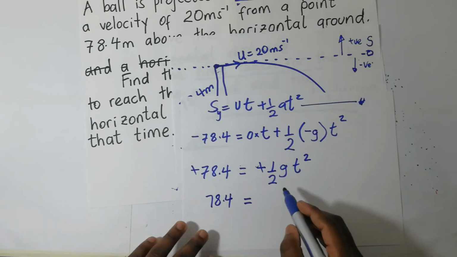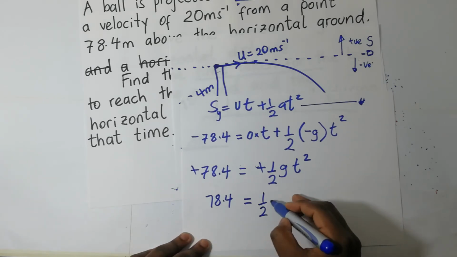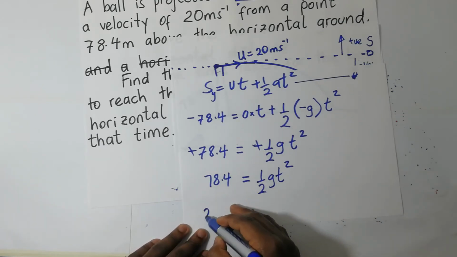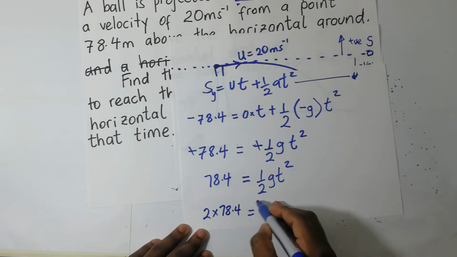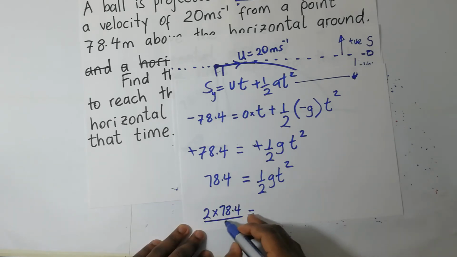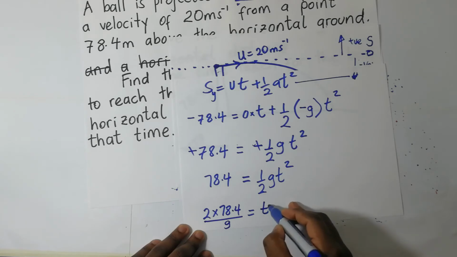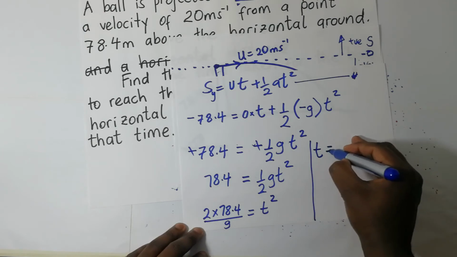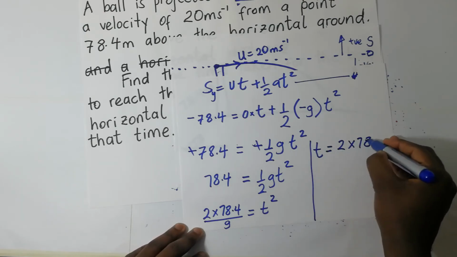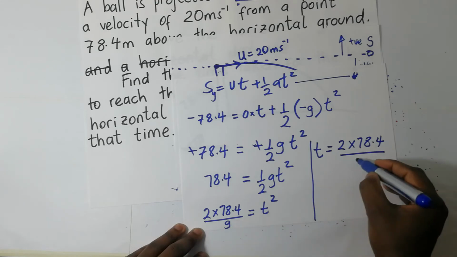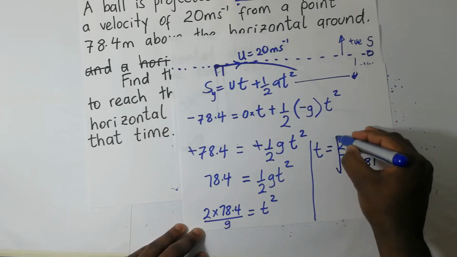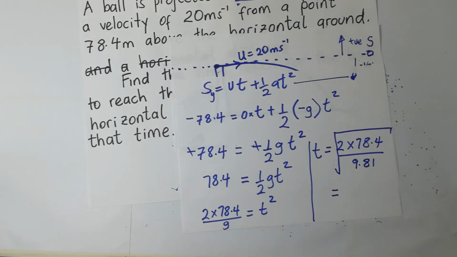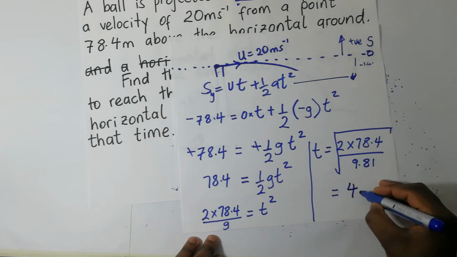78.4 is going to give us a half gt squared. So this is going to become 2 times 78.4 divided by g. g is 9.81, equal to t squared. So to make t the subject of the formula, t is going to be the square root of 2 times 78.4 divided by g, which is 9.81. So we are able to get our value of t, the time. The value of t here is 4 seconds.